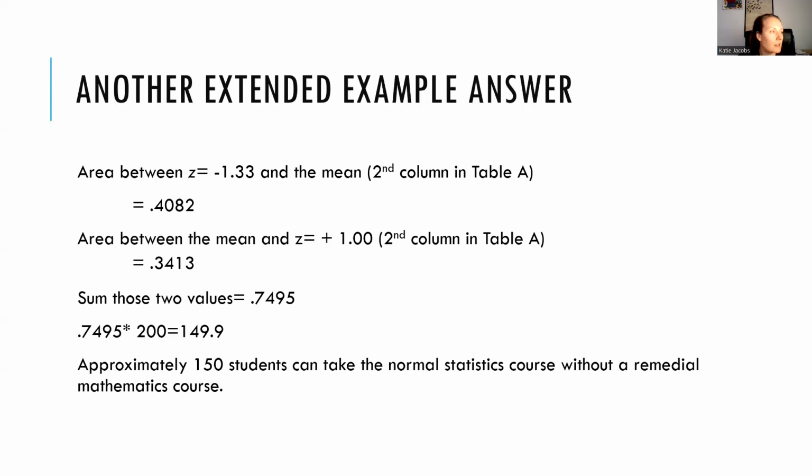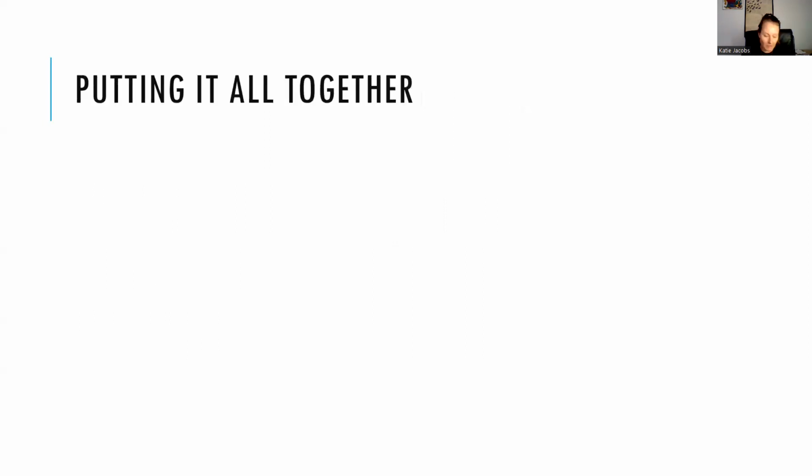So approximately 150 students can take the normal stats class without the remedial math class. All right, so if we put this all together, we can actually go through and look at our results from page 1 or example 1, 2, and 3. We found that we're going to have 32 students who could take the advanced class. So let's go ahead and write that on our sheet here where how many students could take each.